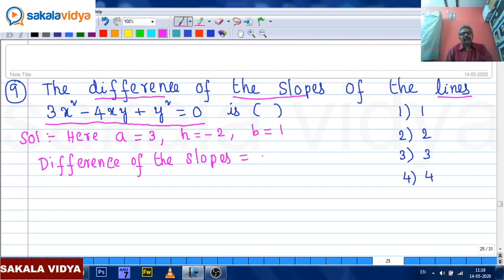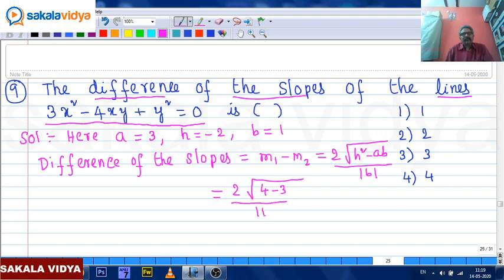Let me give the formula. m1 minus m2 is equal to 2 root of h square minus ab by mod b, or total modulus also you can take it. So this equals to 2 root of h square 4 minus 3 by mod b. So that is mod 1. This will be 2 root 1 by 1. This will be 2. Second option is the right option.